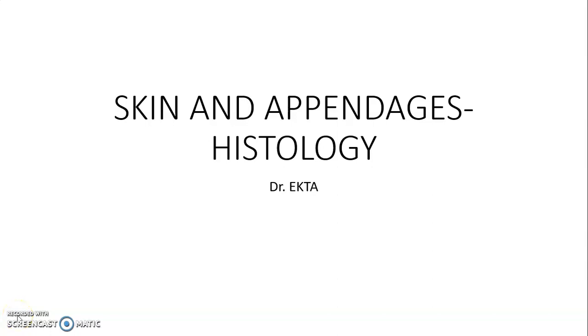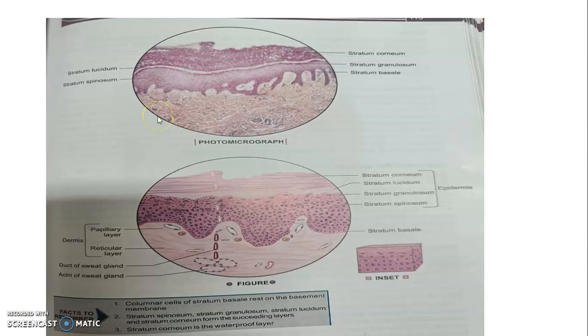Hello students, we are going to study skin and appendages, histology of skin and skin appendages. Skin consists of two main layers: the surface epithelium or epidermis, which is derived from ectoderm, and the subjacent deeper tissue or dermis, which is derived from mesoderm. So firstly we will discuss the epidermis.